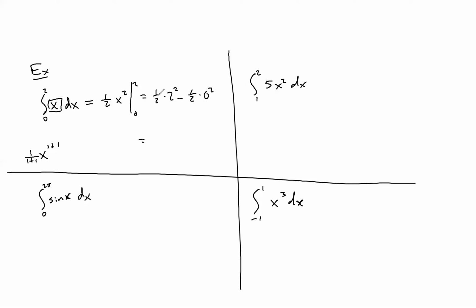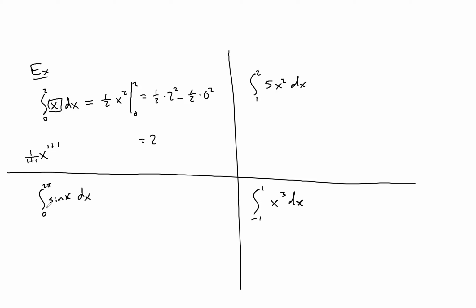All right, so that's 4 times 1/2 is 2 minus 0, 2. So if you did this integral using basic geometry, you should have gotten the same answer. All right, let's go down to this sine function next.